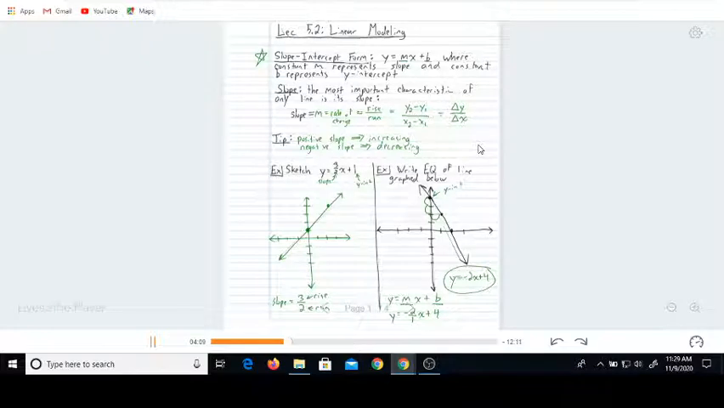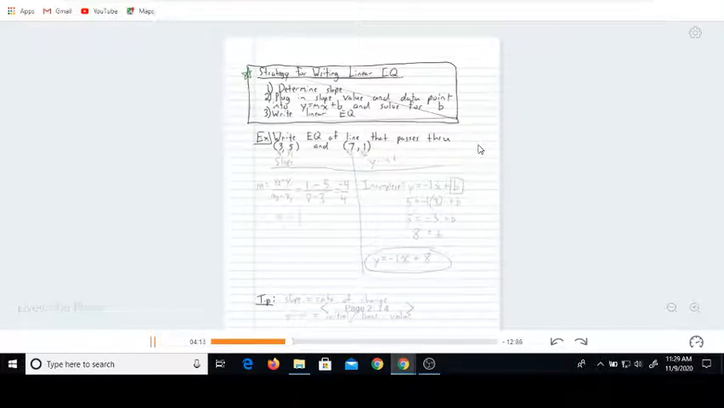Now, a big part of Unit 5 is being able to write linear equations, provided certain data, and priority number one is slope. So you always want to figure out slope first. Once you have the slope, you can plug in data into the incomplete equation and solve for the y-intercept, and then you can write the linear equation. So let's go ahead and practice here. So basically, anytime you're writing a linear equation, it boils down into two parts. Part 1, figure out the slope. Part 2, figure out the y-intercept.